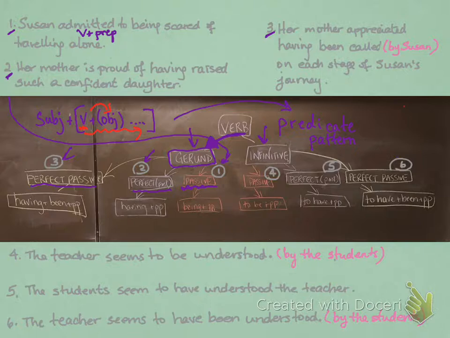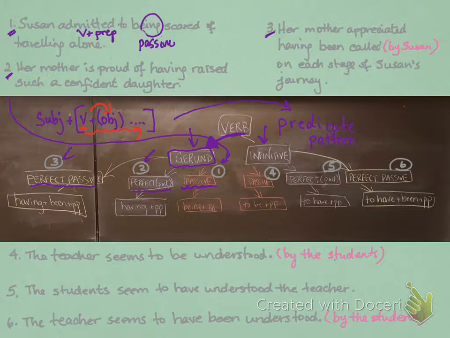So we go back up here to number 1. Susan admitted to, and here's the ing, that's the gerund part. And it's the verb be because it's passive. Sorry. Something weird is happening here. Won't let me erase. There we go. So the reason that being is here is because it's passive. Susan admitted to being scared of traveling alone. Being scared by something of traveling alone.